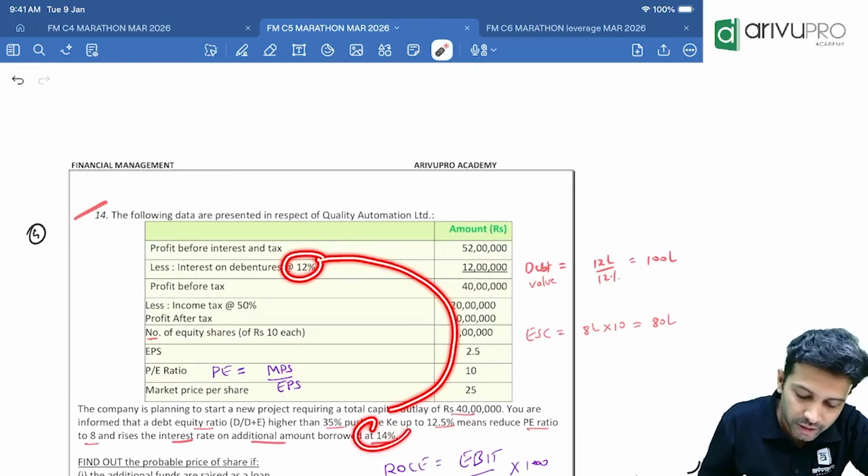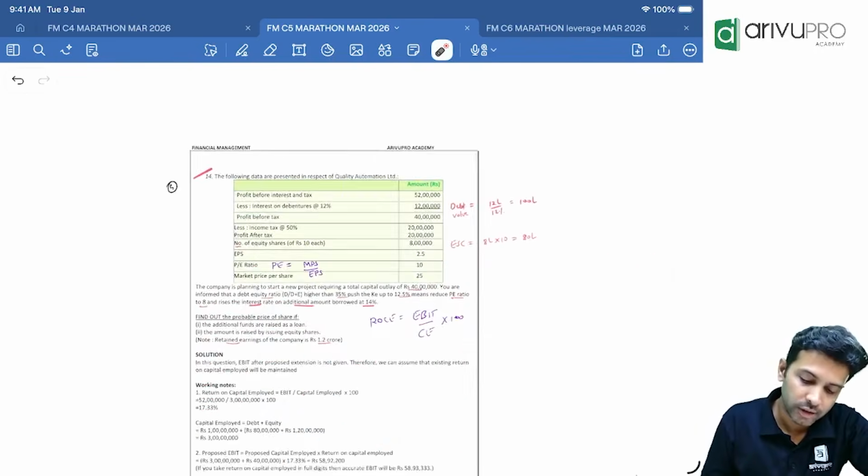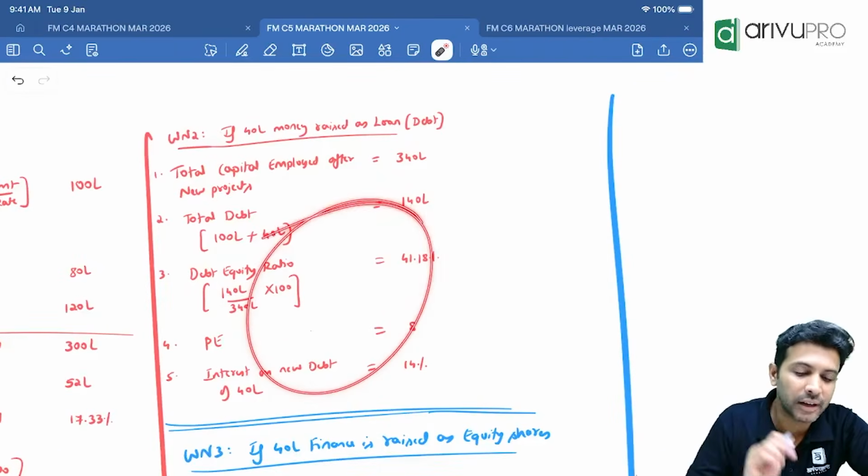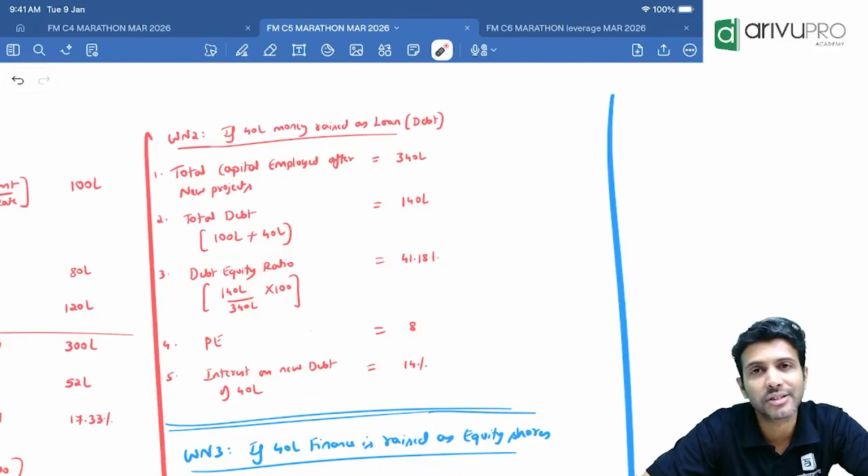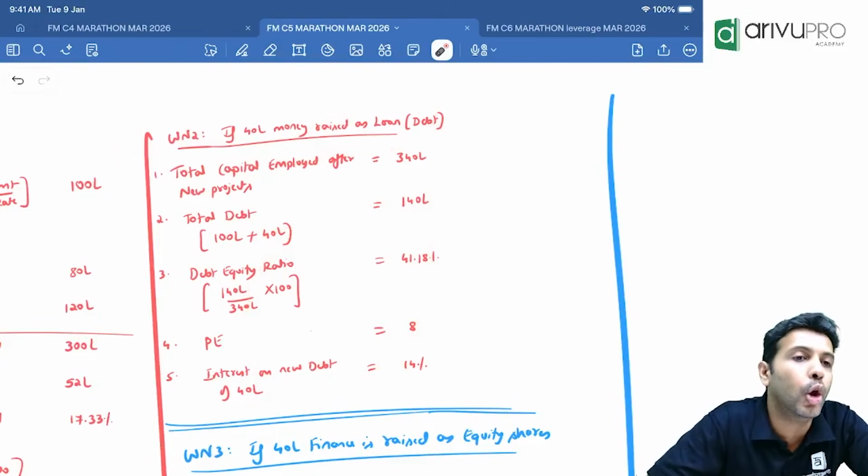Whatever new debt you take, that interest rate will become 14%. That's what we have summarized over here. This will happen in the first case. Clear? Which case is this? When 40 lakh is raised as a loan.